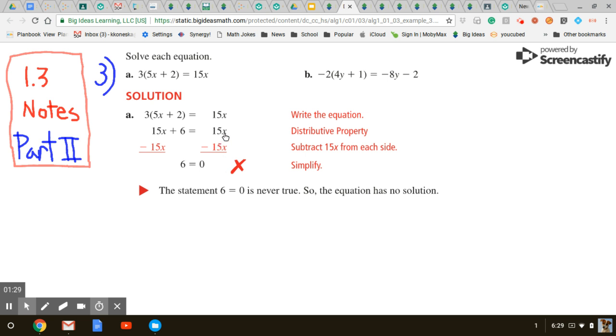No matter what x equals, this equation would never be true because x's are going to cancel out anyway, and we're going to be left with 6 equals 0.